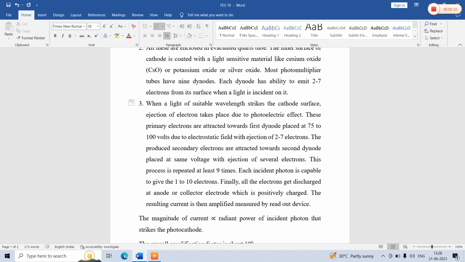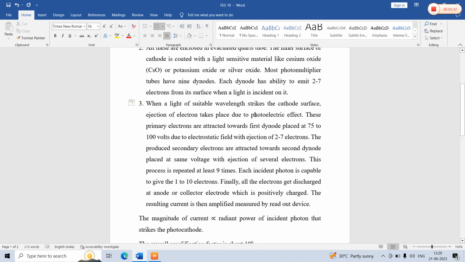Now the third point is that when light of suitable wavelength strikes the cathode surface, ejection of electrons takes place due to the photoelectric effect. These primary electrons are attracted towards the first diode placed at 75 to 100 volts due to the electrostatic field, with the ejection of 2 to 7 electrons. The third point tells us that the ejection of electrons takes place from the cathode surface when light of proper wavelength is incident on its surface. This is because of the photoelectric effect.